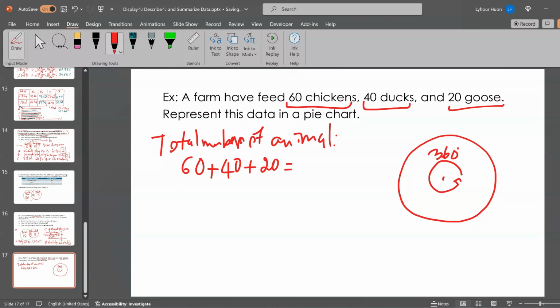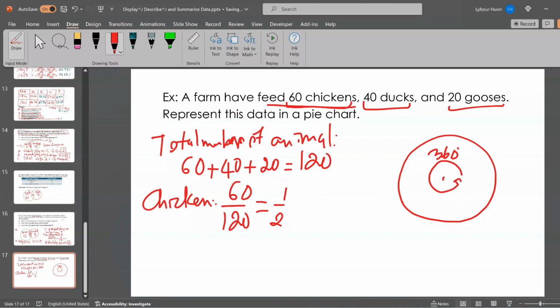We need to calculate the total number of animals, which is 120. To represent just the chickens, how do we do it? 60 over 120, which is equivalent to one half. Since this data is one half, it's easy to figure out how to draw. One half will take half of the circle.